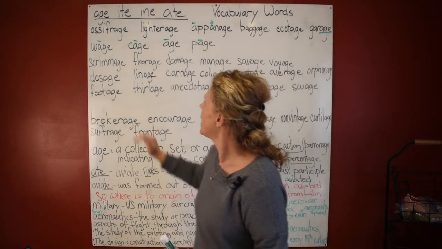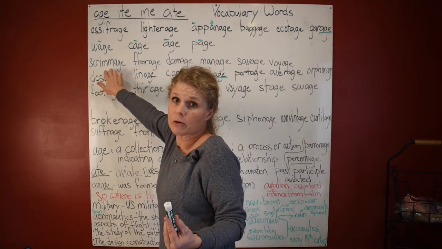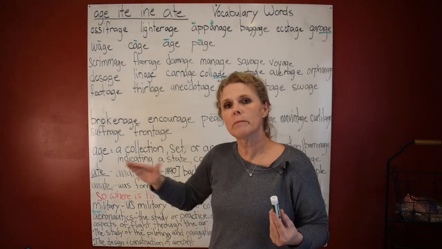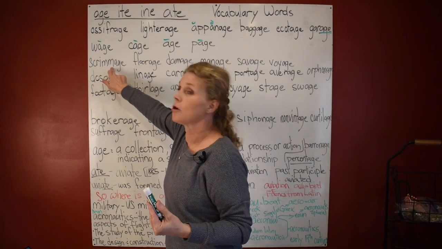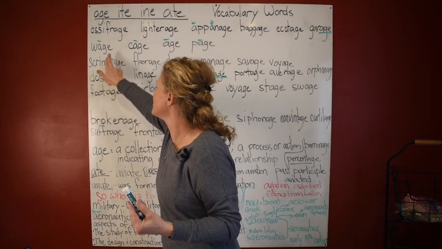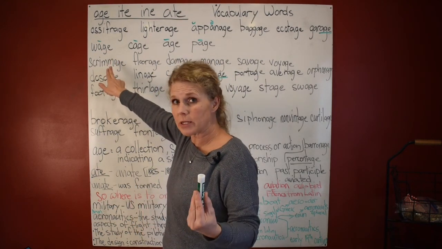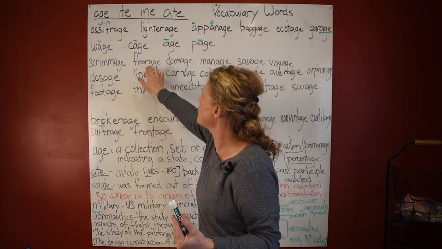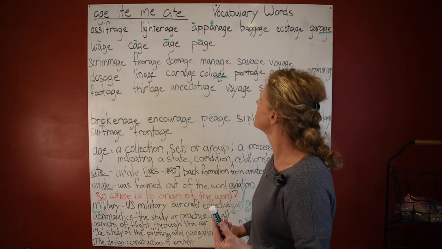Scrimmage. Well, how come this is doubled? This one could be a little bit confusing. If you say scrimmage, the M falls over here. If you can, that might help you with your spelling. This one is a little bit more confusing. Floor-idge, this is a suffix, you just add it on.